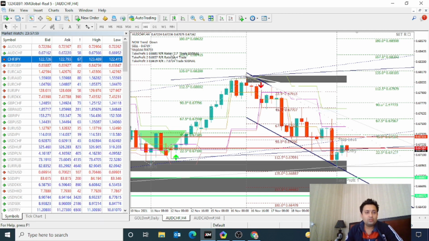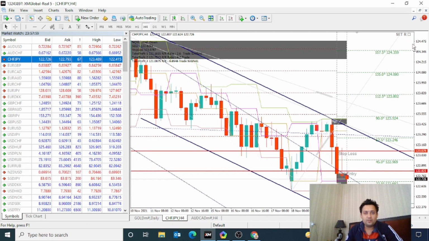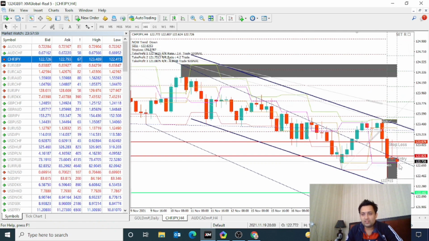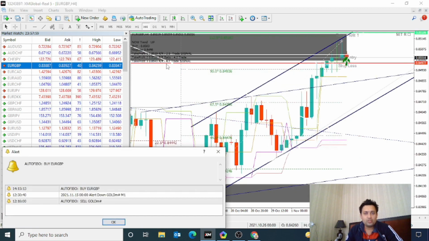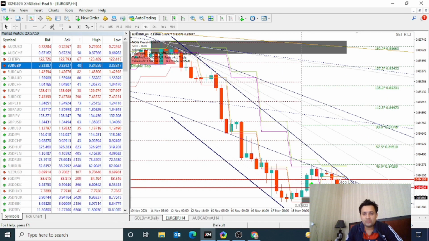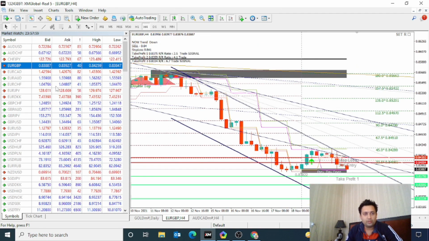So second one, this is also a sell signal. You can see here sell signal, and market is going down. You can see here your GBP. This is also a sell signal. You can see sell, market is going down.